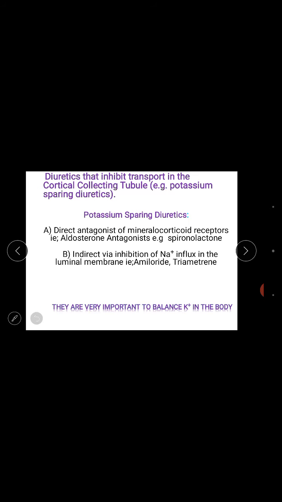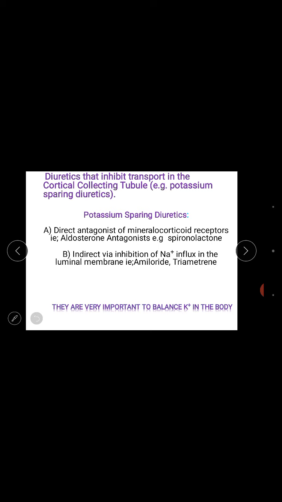Drugs that inhibit transport in the cortical collecting tubule, that is potassium sparing diuretics, we are talking about. We have aldosterone antagonists. What is the action of aldosterone? Aldosterone usually increases sodium reabsorption. To compensate that, potassium and hydrogen start getting excreted. But potassium sparing diuretics and aldosterone antagonists do the opposite work. Sodium will not get reabsorbed, potassium and hydrogen will be reabsorbed, and sodium starts getting excreted through the urine.